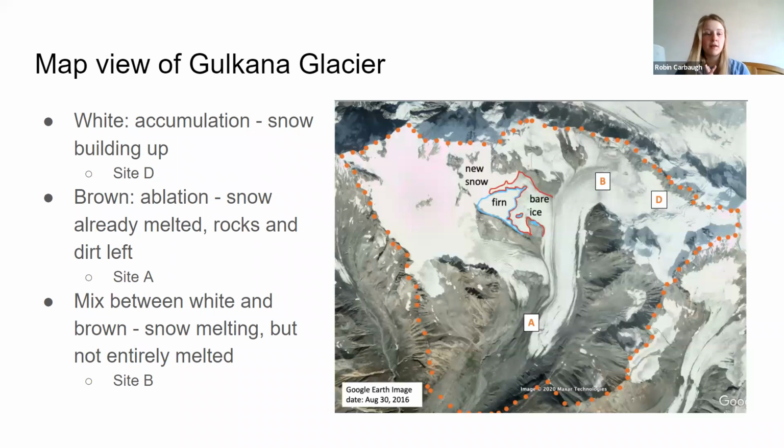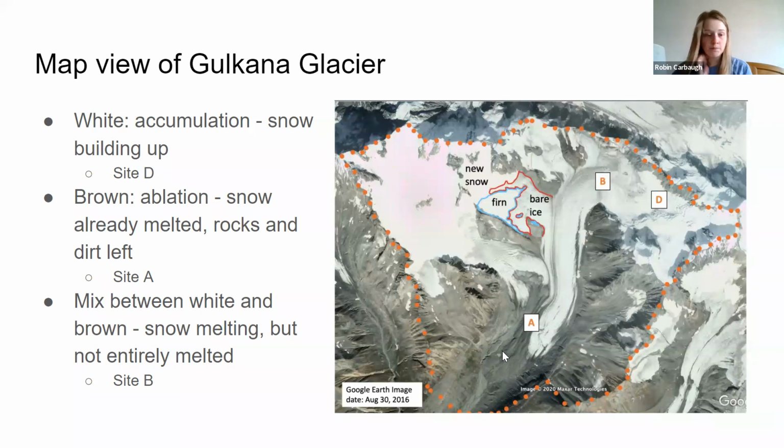Okay, the next part of the lab is looking at a glacier here. We have 3 different sites, A, B, and D. Wherever the snow is really white, that means that there is accumulation, meaning that snow is building up. That's like site D here, really white snow, right? If it's more brown, that's called ablation, where snow has already melted and it's just leaving the rocks and dirt behind. That's closest to A.